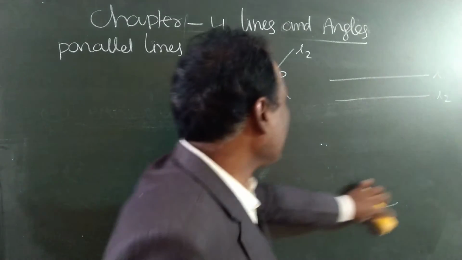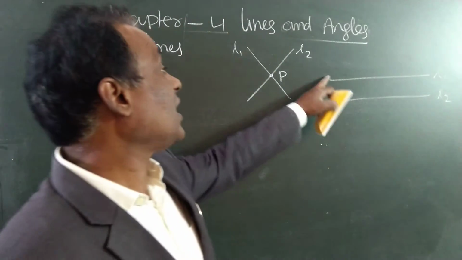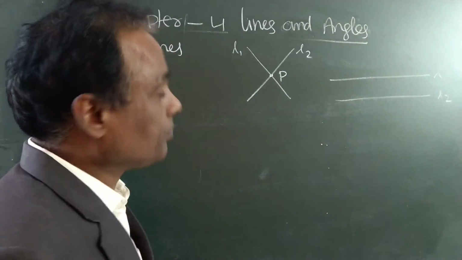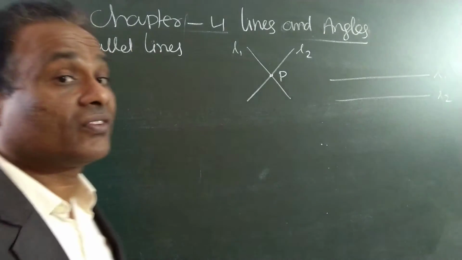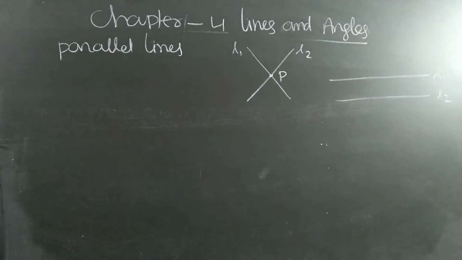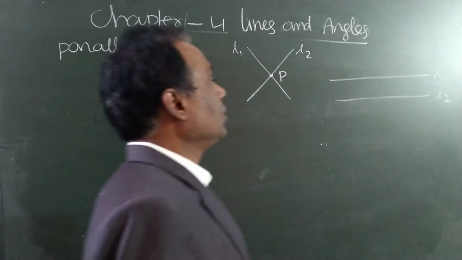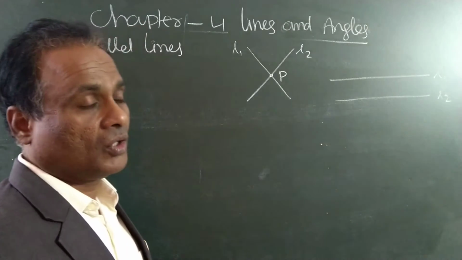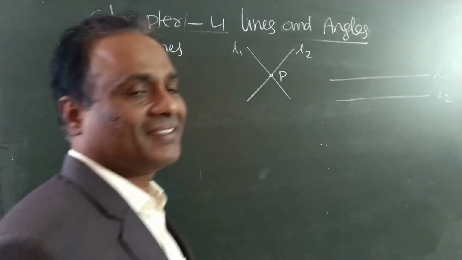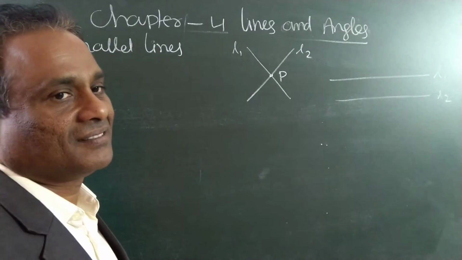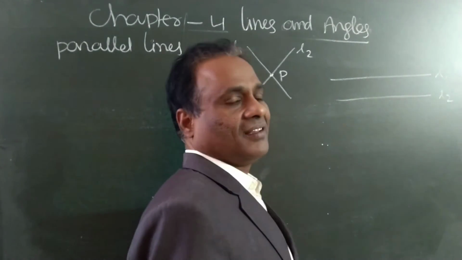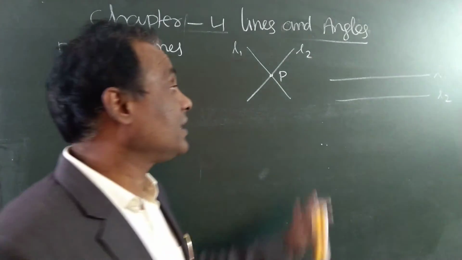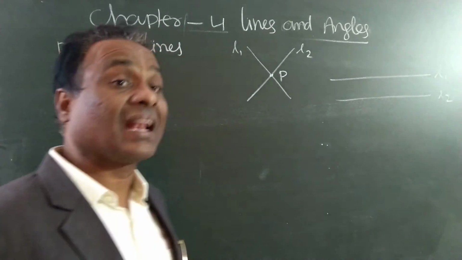Parallel lines, intersecting lines. If two lines have no common point, if they don't meet, they are called parallel lines. Write down. Two lines do not have a common point, they are called parallel lines.